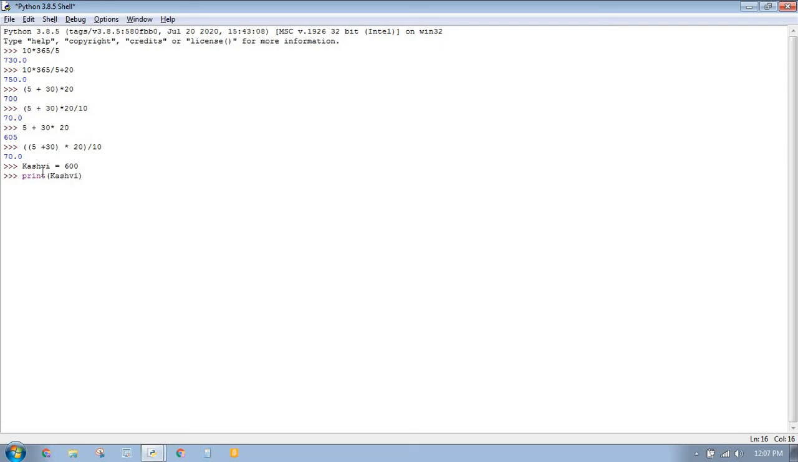Okay, here is my name, so I'm writing my name over here, and now enter. It gives us the answer 600. Means the variable Kashvi stored the information 600, and when we wrote the print function and in parentheses we wrote Kashvi, it gave the information over here. We can take any example.